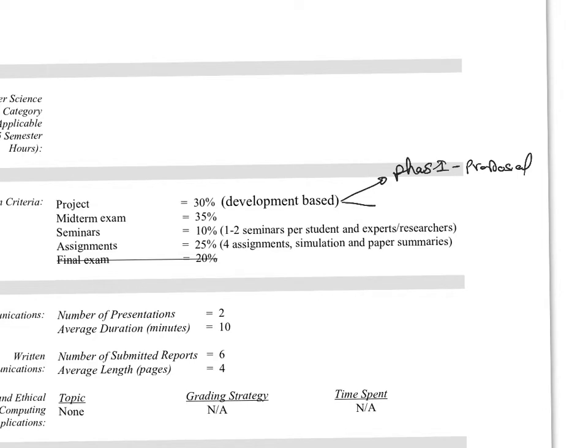So phase 2, which usually has a deadline in, for example, week 8 or week 7, okay, is going to be the detailed design. In the detailed design, I expect you to have everything but the results.